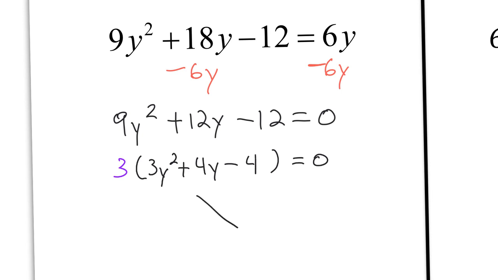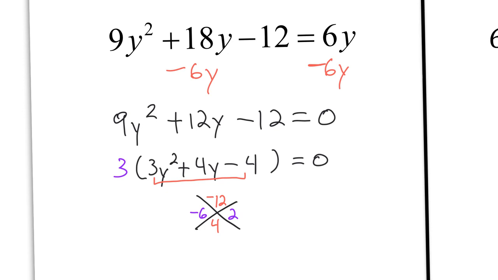So I'm ready to factor what's inside of the parentheses. I'm going to multiply the 3 times the negative 4, that's negative 12. My b value is 4, the one in the middle right here, positive 4. So I need two numbers that multiply to negative 12 and add up to positive 4. That's going to be negative 6 and positive 2. Negative 6 times positive 2, that's negative 12.